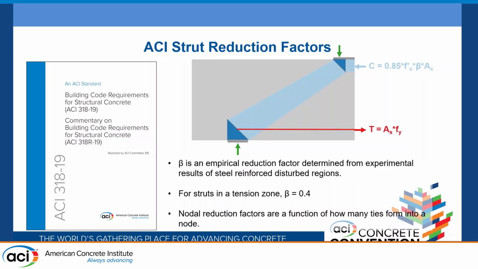So your disturbed regions designed with Strut-and-Tie should be cohesive with the regular sectionally designed members of your structure. For struts in a tension zone, that reduction factor is around 0.4, which was determined based on a series of experimental tests to make sure that you're most of the time conservative with the capacity of that strut, depending on how much softening your strut is being subjected to.